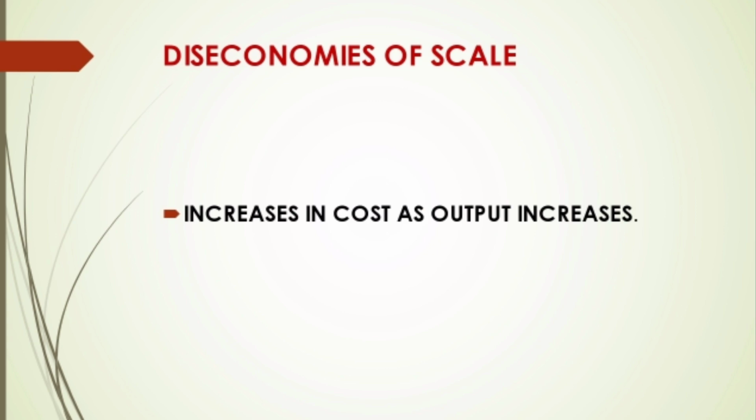Increases in cost as output increases. Economies of scale are cost advantages reaped by companies when production becomes efficient. Companies can achieve economies of scale by increasing production and lowering costs. For example, Walmart's everyday low prices are due to its huge buying power. Managerial economies of scale occur when large firms can afford specialists.